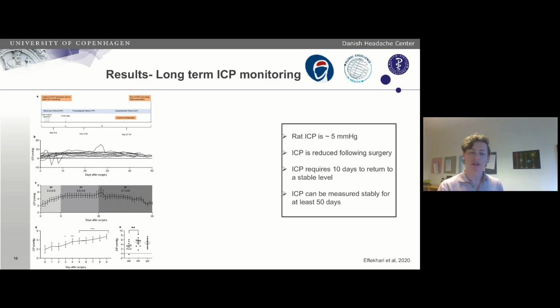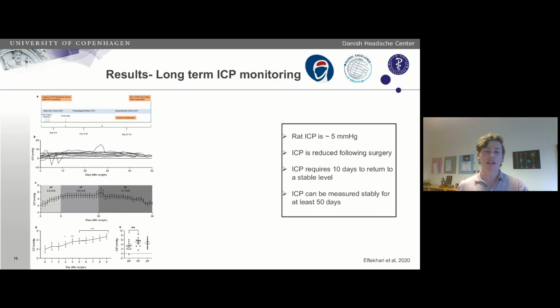What was really interesting for us is how long we can actually measure intracranial pressure for. In this particular study, we measured intracranial pressure continuously for at least 50 days, but we have subsequently measured intracranial pressure for 100 days, and it's completely stable. The only reason you're seeing a reduction in this experimental period is because of animals being removed from the study. But if you actually look at the mean ICP for each individual rat, it's exactly the same.